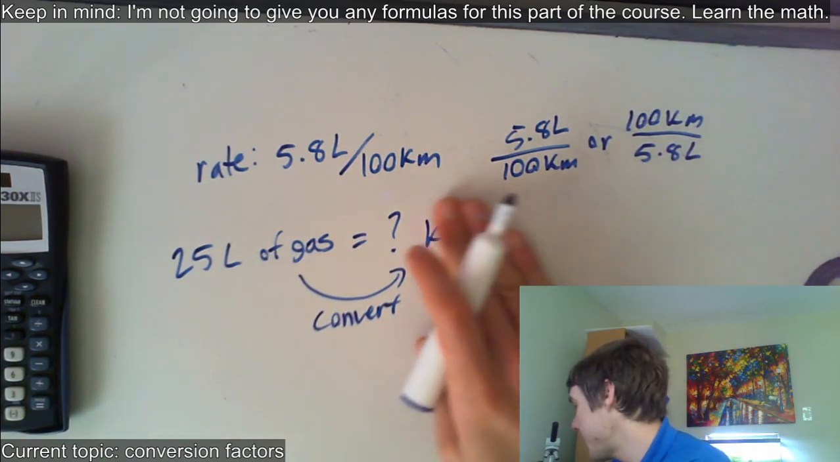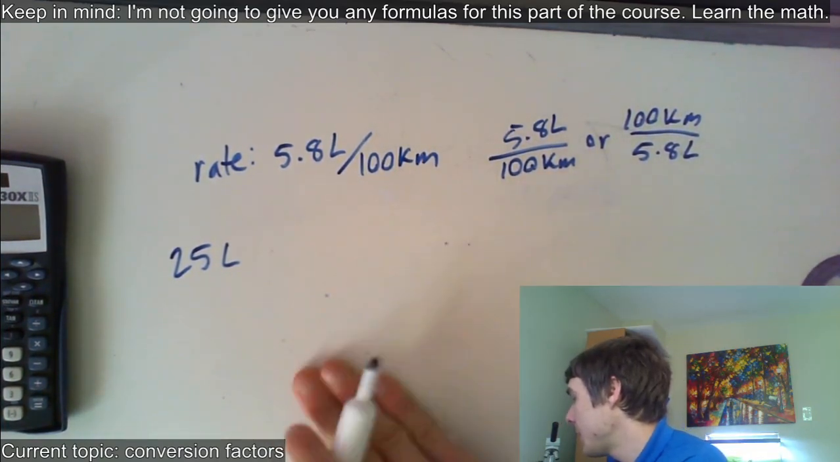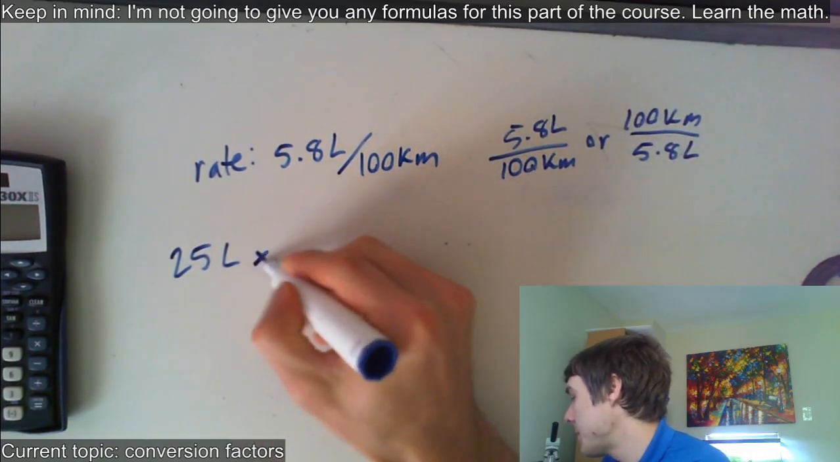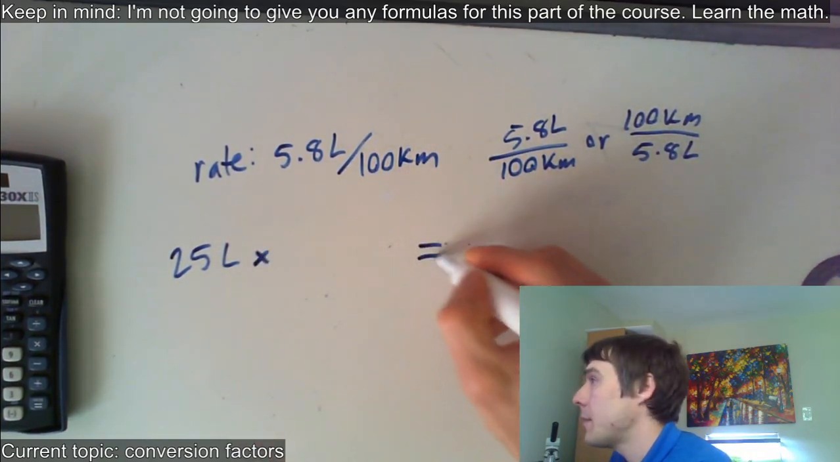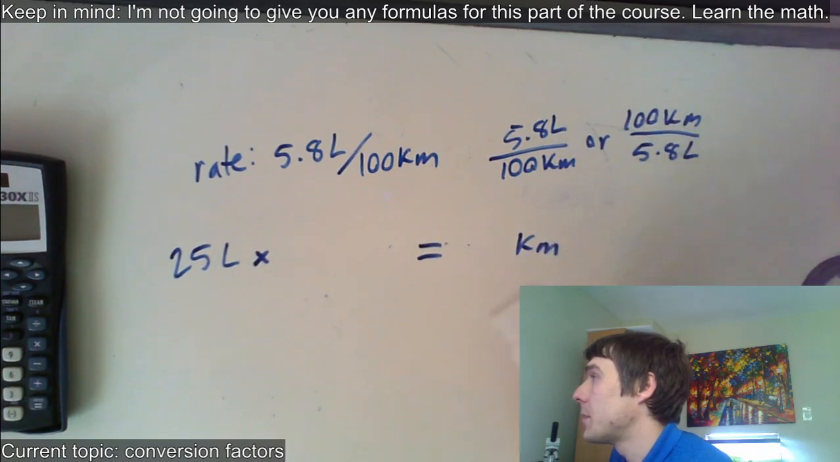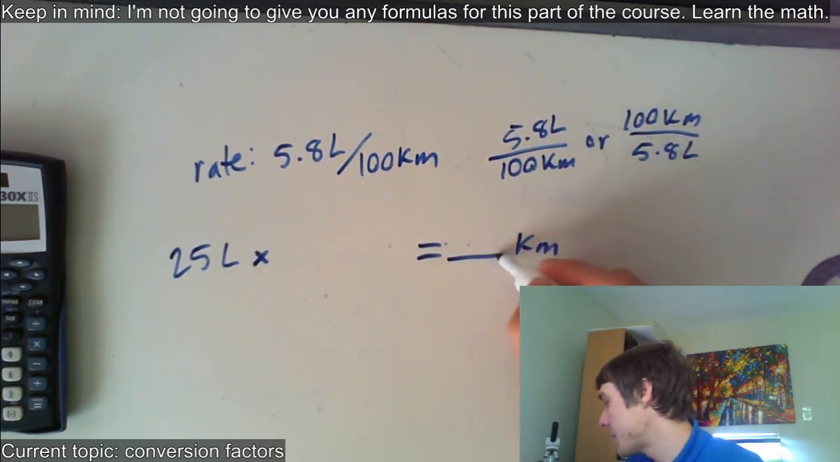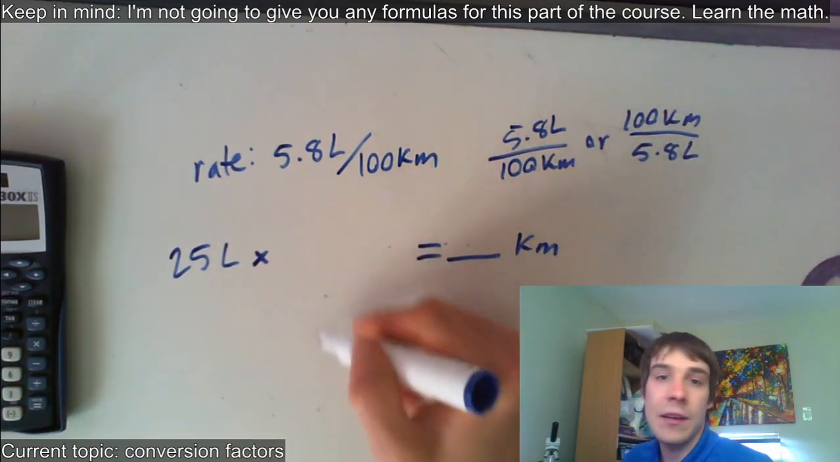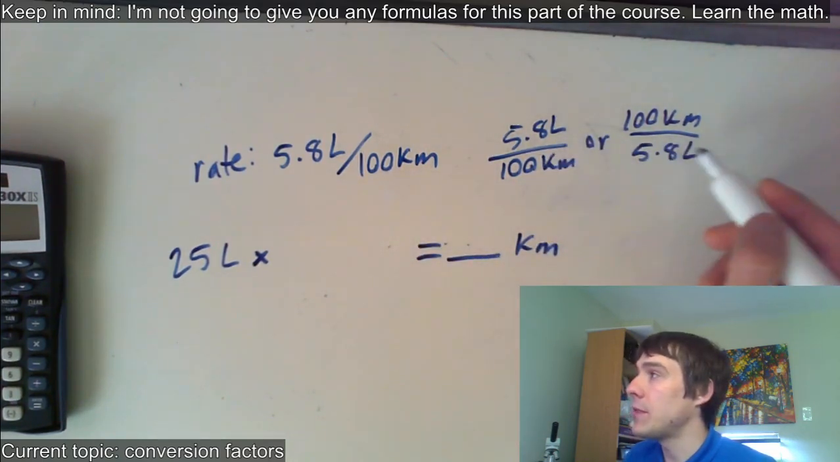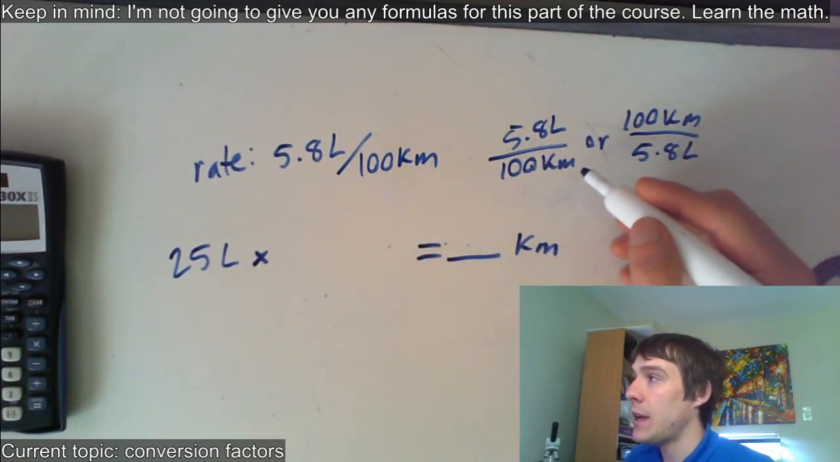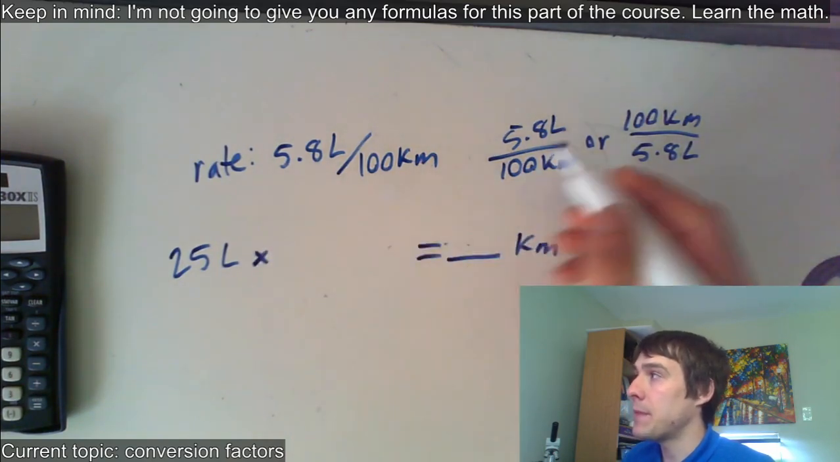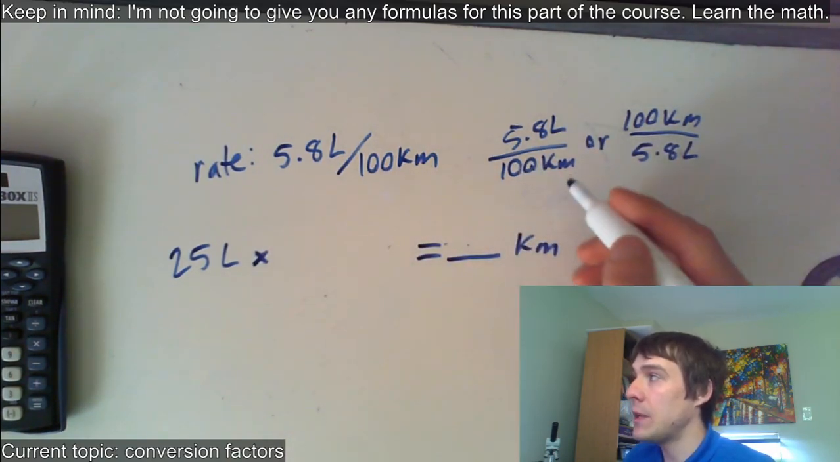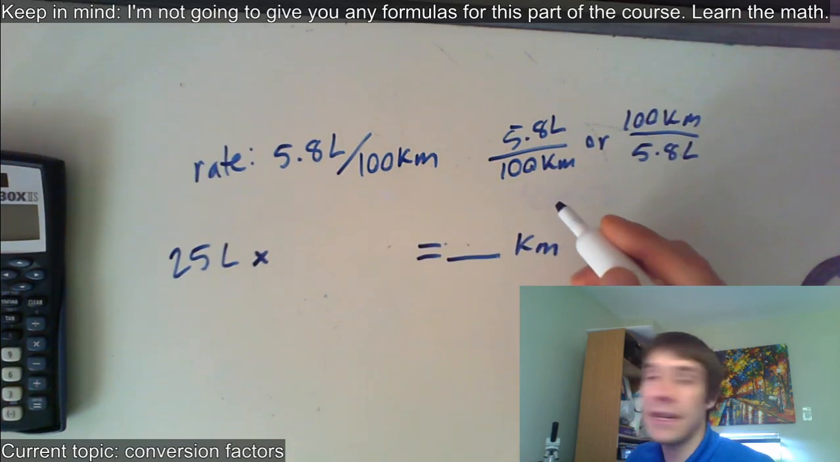You start with your 25 liters, and we're going to be multiplying, and we're going to come out with an answer in kilometers. Some amount of kilometers. We know we want some amount of kilometers. That helps us decide which one of these two rates we're going to use. When we multiply fractions, we can start canceling things out. And what we're going to cancel out is the units.